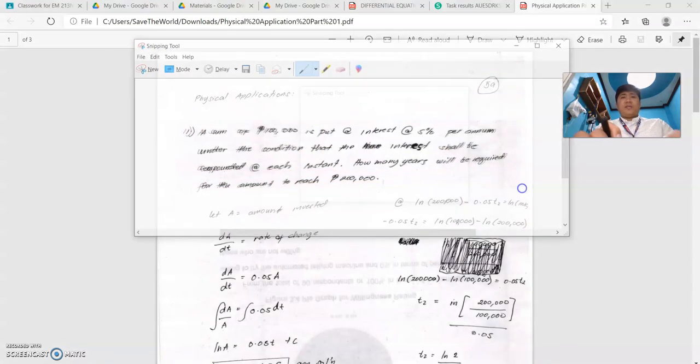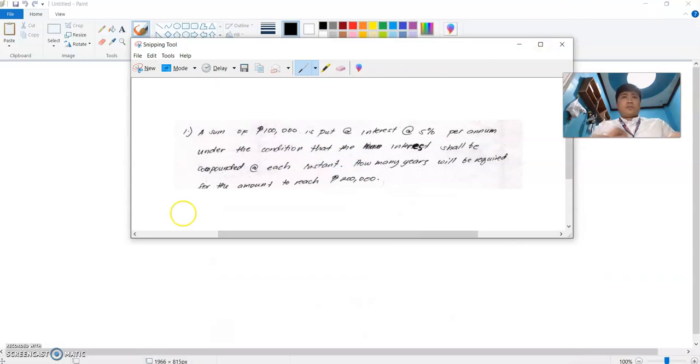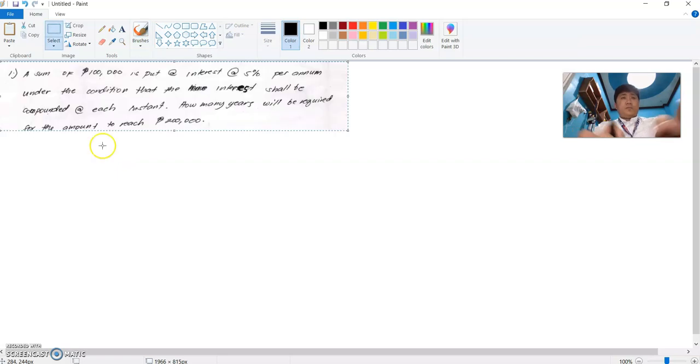So let's try to solve this one. So the first question states that the amount of 100,000 pesos is put at interest at 5% per annum under the condition that the interest shall be compounded at each instant. How many years will be required for the amount to reach 200,000?